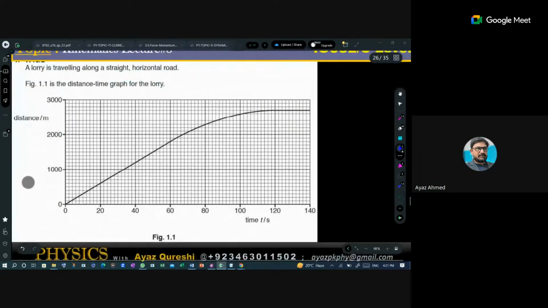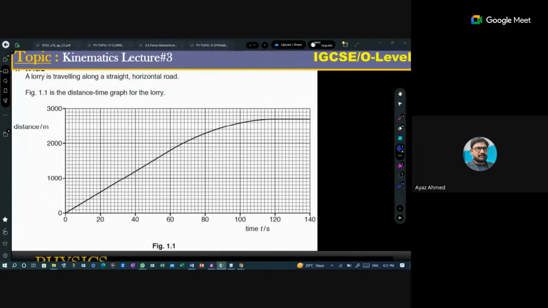In this question, the motion of a lorry traveling along a straight horizontal road is shown to you. Figure 1.1 shows the distance time graph for the lorry. Remember this thing. Which graph is this? Distance and time graph. Okay.